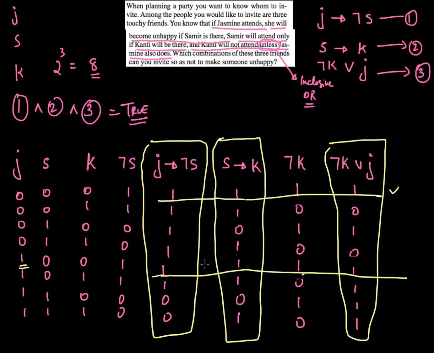Okay, and there's one more option where I can invite Jasmine and Kanti. So if I look at Jasmine, which is over here, 1, and Kanti 1, which is the immediate next row, there's a 1 over here, another 1 over here, and another 1 over here. So the other option could be I invite Jasmine, and I invite Kanti, but I do not invite Samir to the party. And this would also mean that I can have at least 2 people attending my party, and nobody would be unhappy in my party.